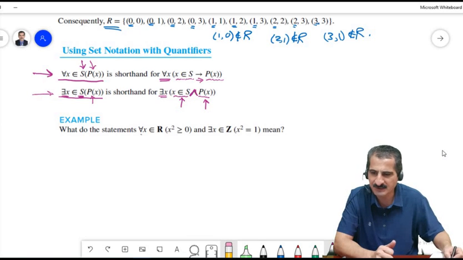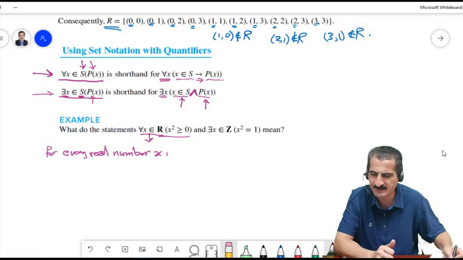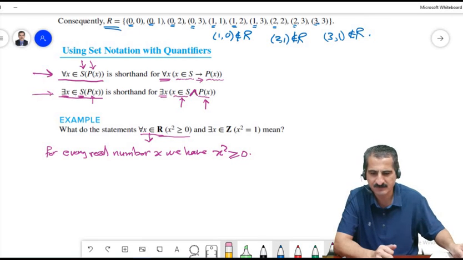Here it says, for every element in the real numbers, x squared is greater than 0. Is that correct or no? Not every real number squared is greater than 0. So for every real number x, we have x squared to be non-negative. It's greater than or equal to 0.